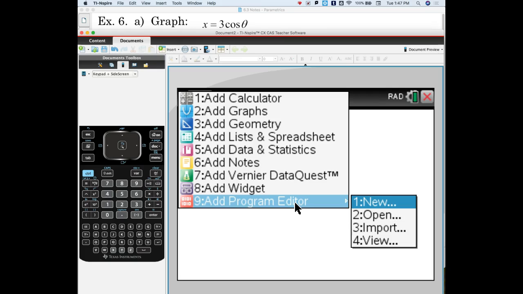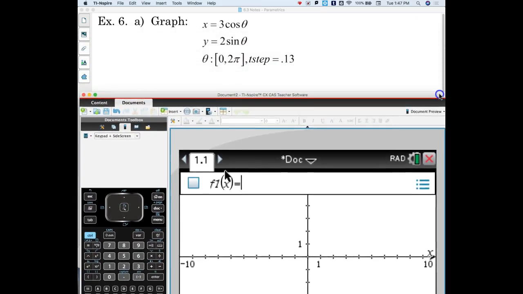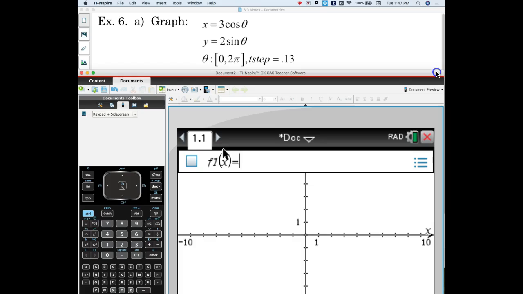We're going to be talking about graphs here today, so you're going to want to open up a graph page. That's where we want to start today, and what I would like you to do is start by graphing x equals 3 cosine of theta, y equals 2 sine of theta, with theta from 0 to 2 pi with a t-step of 0.13. Graph this first one for me right now.